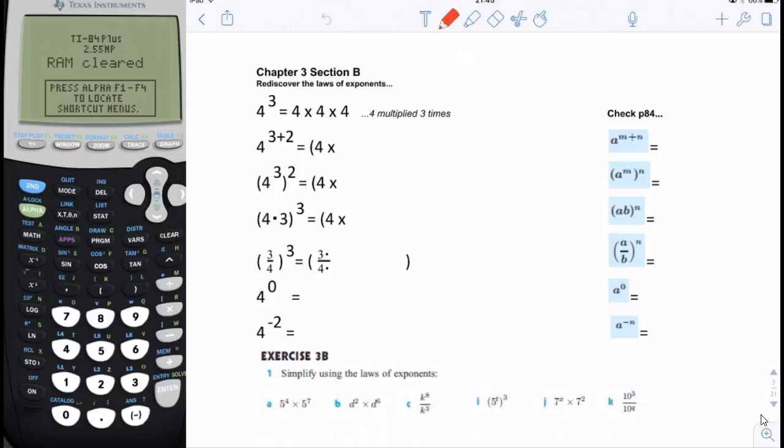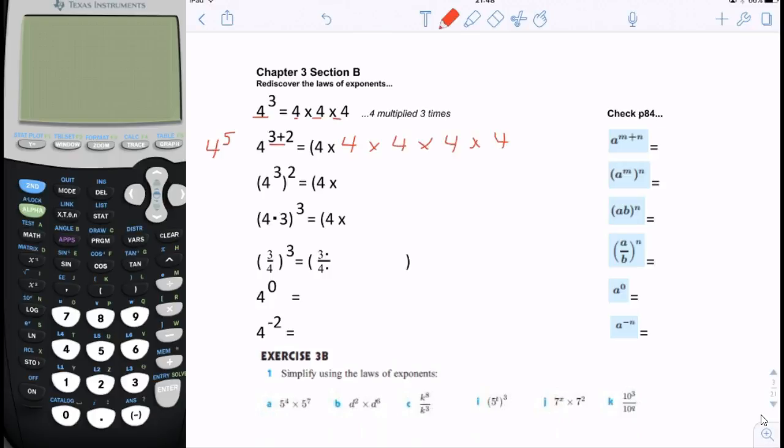First we have what 4 cubed means, which is 4 times 4 times 4. Then we have 4 to the 3 plus 2. So 4 to the 3 plus 2 is 4 to the 5th, right? Because 3 plus 2 is 5. 4 to the 5th can be written like this: 4 times itself 5 times. Okay. Now what about 4 to the 3rd and 4 to the 2nd? What does that look like?